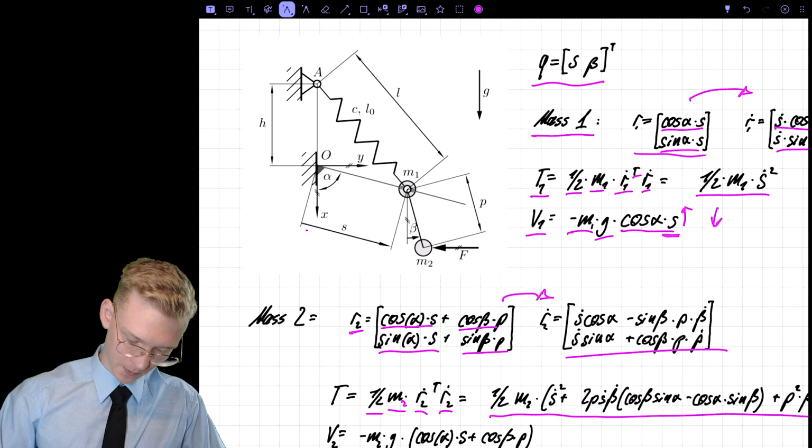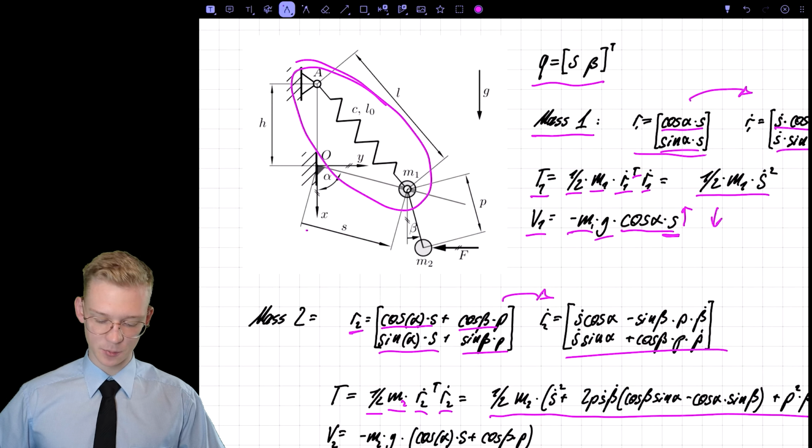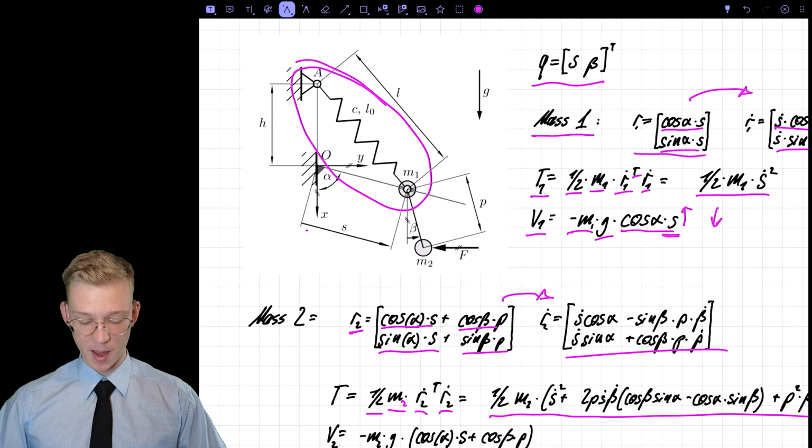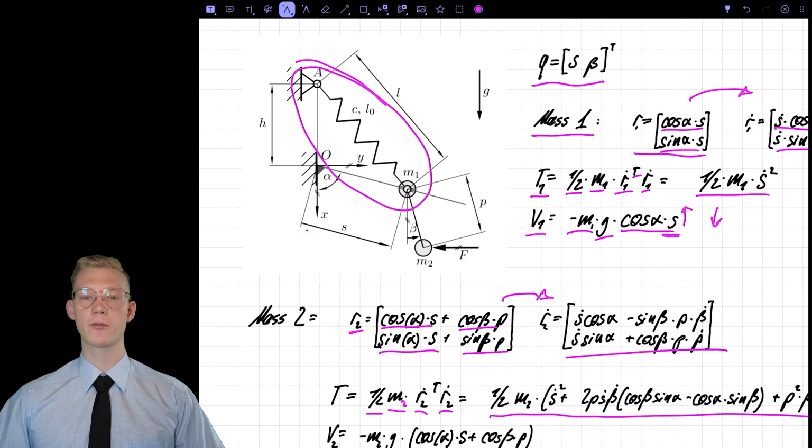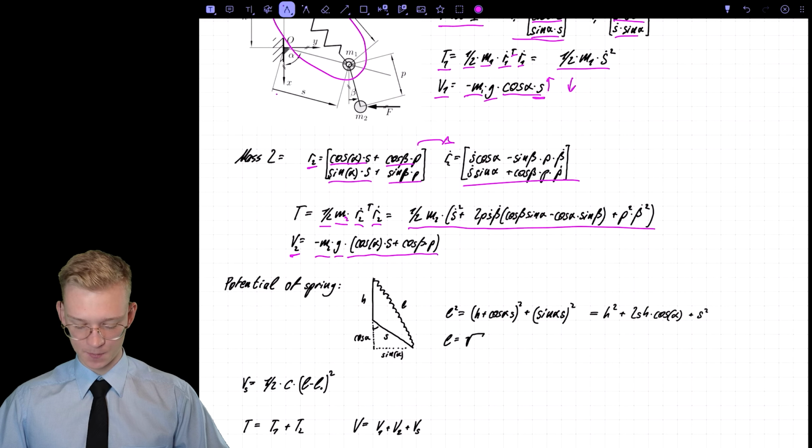So we have a spring that is pulling or pushing mass 1. And this will have an effect on the equations of motion. And that's why we need to consider it.